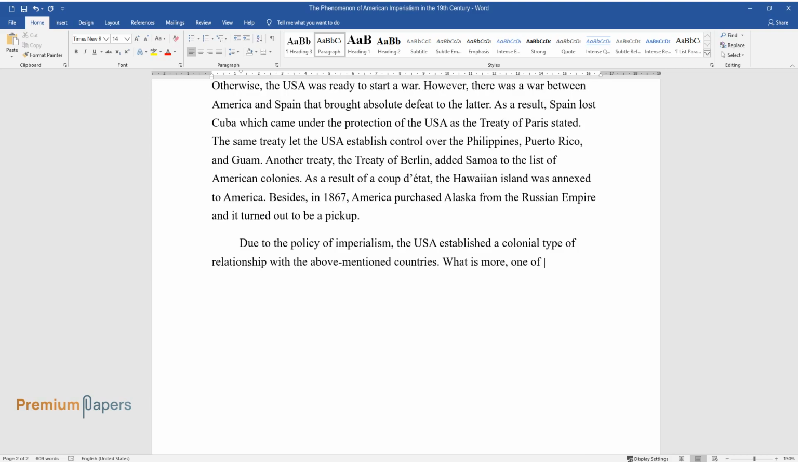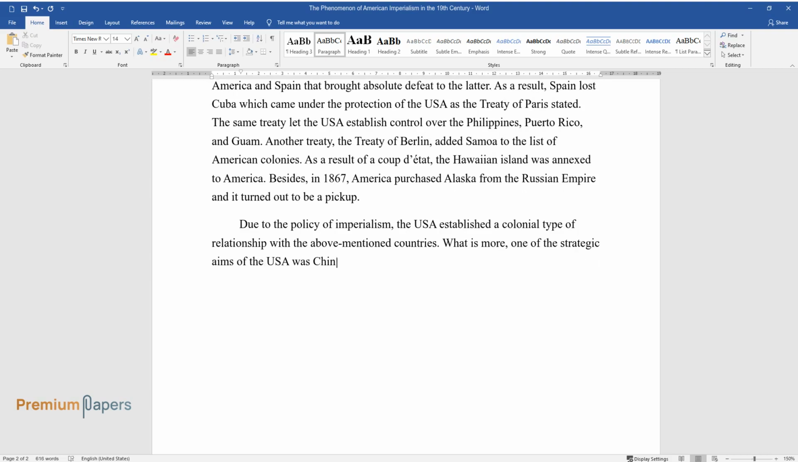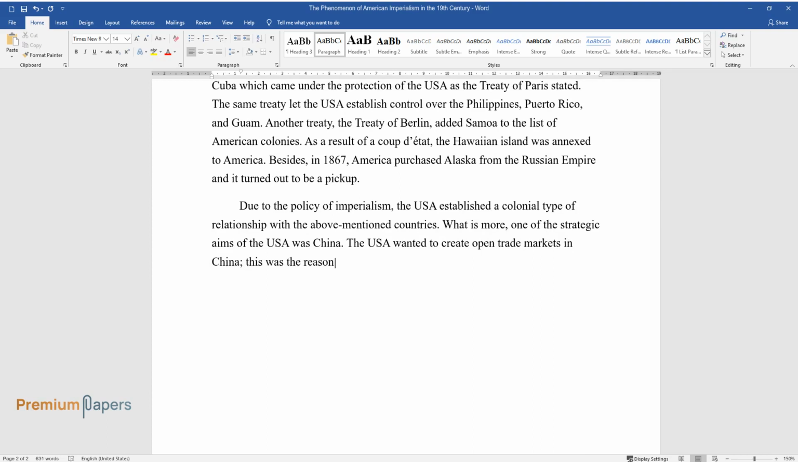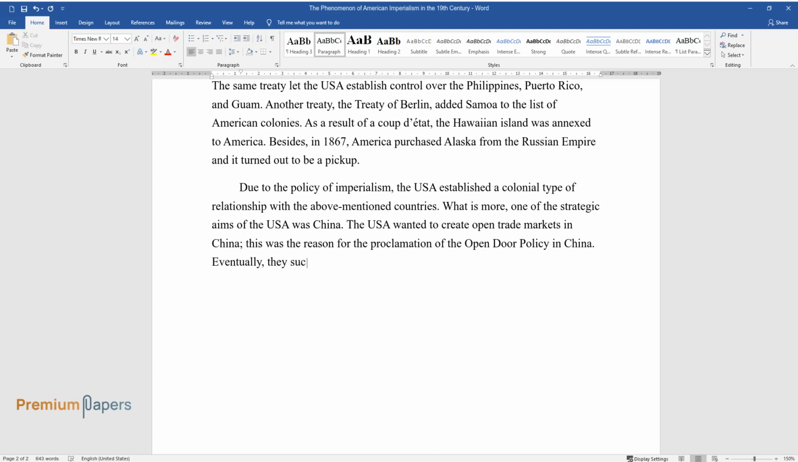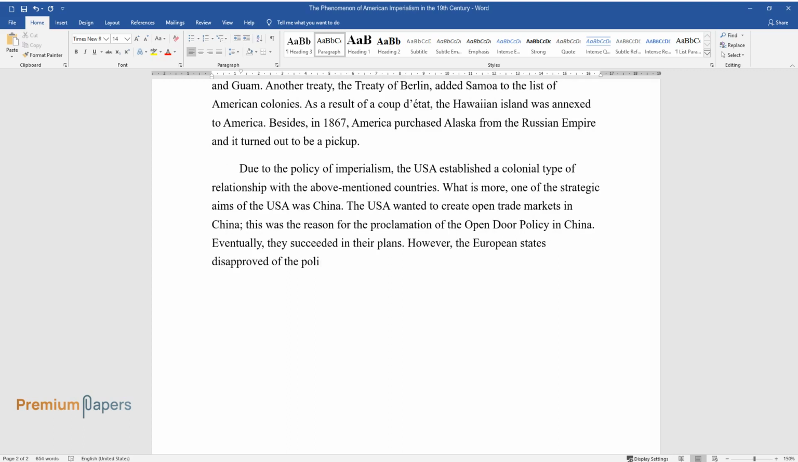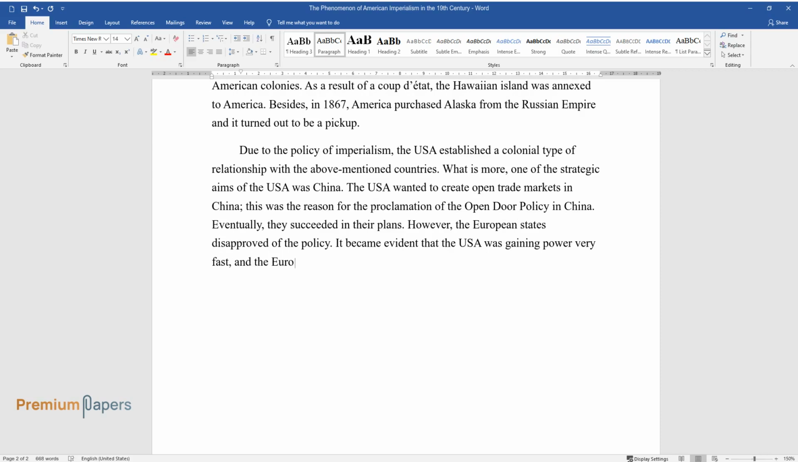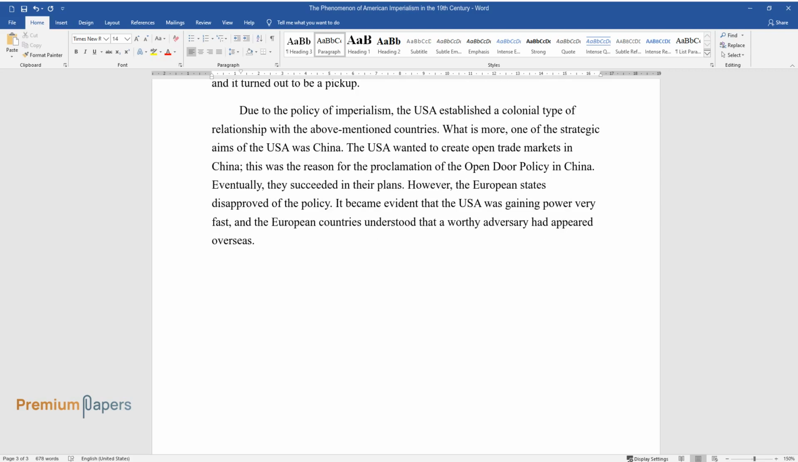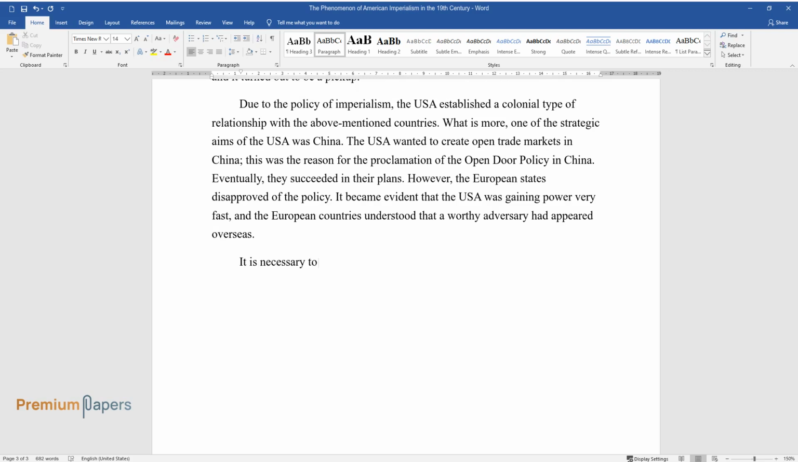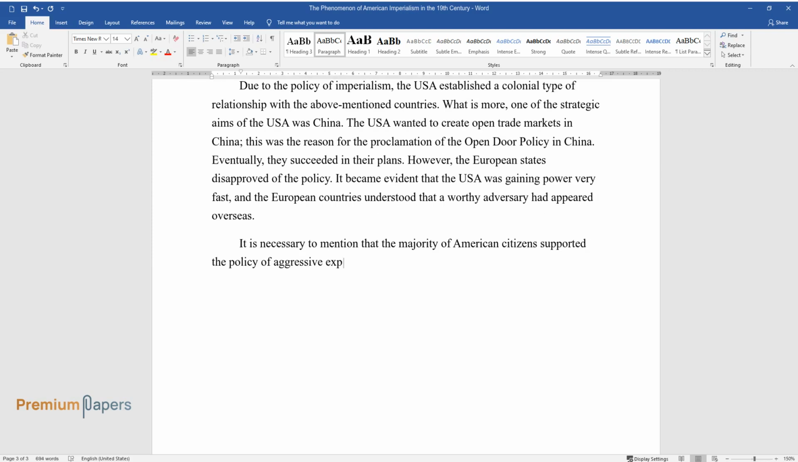What is more, one of the strategic aims of the USA was China. The USA wanted to create open trade markets in China. This was the reason for the proclamation of the open door policy in China. Eventually, they succeeded in their plans. However, the European states disapproved of the policy. It became evident that the USA was gaining power very fast, and the European countries understood that a worthy adversary had appeared overseas. It is necessary to mention that the majority of American citizens supported the policy of aggressive expansion.